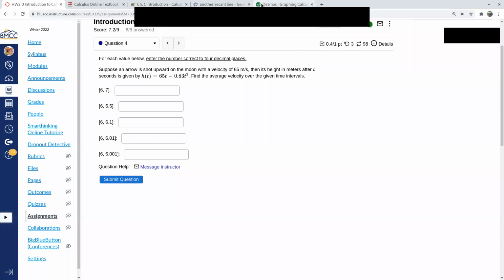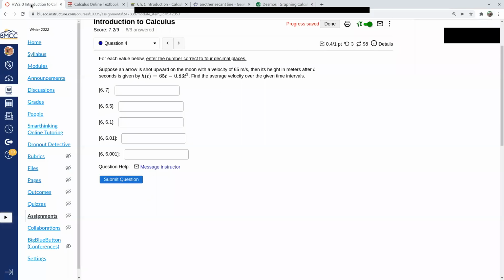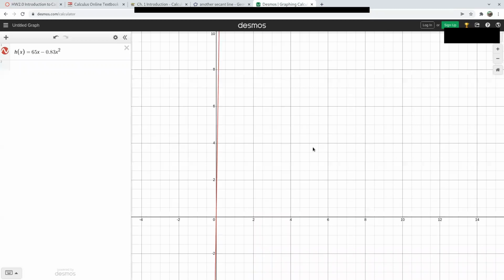Let's play with Desmos. So I'm going to call this h of x equals 65, our initial speed, and then gravity, 0.83 x squared. Make sure I copied that right. Yep. All right, and then let's just rescale to see this.